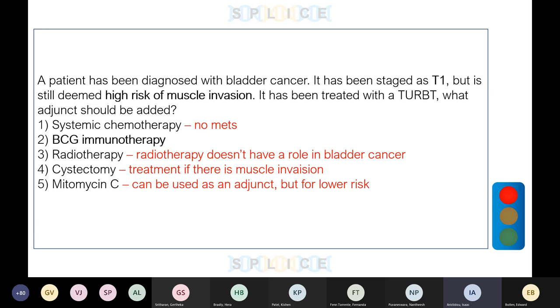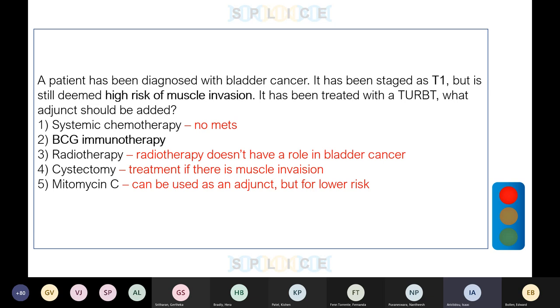But the distinction between the mitomycin C, they both can be used for adjuncts, but mitomycin C is for lower risk. So I imagine if they do ask, they either wouldn't give both as an answer, or they'd make a distinction that the cancers have a high risk of invasion. Systemic chemotherapy, you don't need to give because there's no metastasis. Radiotherapy, you don't use in bladder cancer. And cystectomy is the treatment if there were muscle invasion.